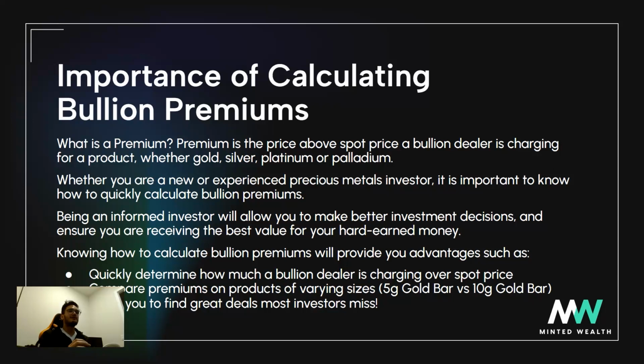And then finally, you can use product premiums to compare different types of products. So you could calculate the premium on a quarter ounce gold maple and compare it to a quarter ounce gold Britannia and see which one has a smaller premium. And generally, you want to purchase products that have as low of a premium as possible. And then finally, of course, knowing how to calculate premiums will allow you to find great deals that most investors miss simply because they don't know how to do the math.